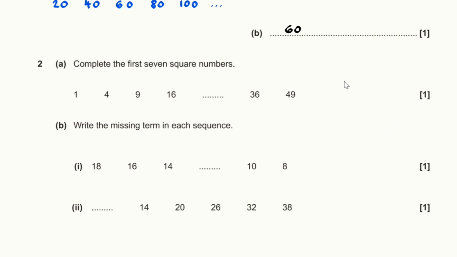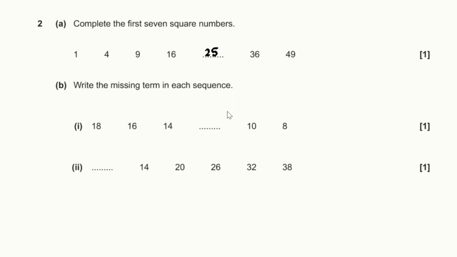Question number 2. For part A, we have to complete the first 7 square numbers. 1 squared is 1, 2 squared is 4, 3 squared is 9, 4 squared is 16, 5 squared is 25. And then we've got 6 squared and 7 squared.